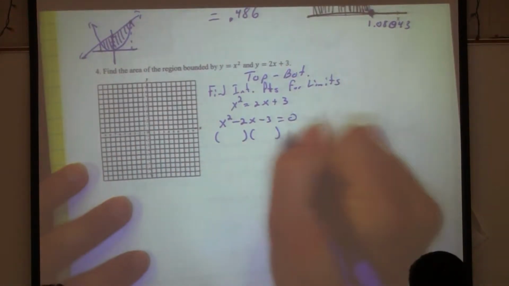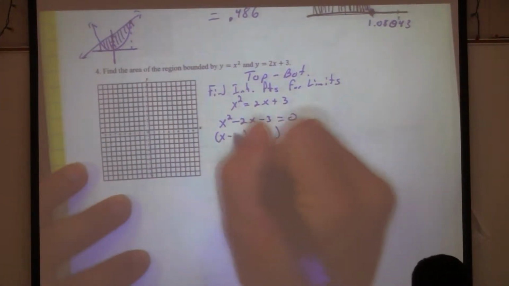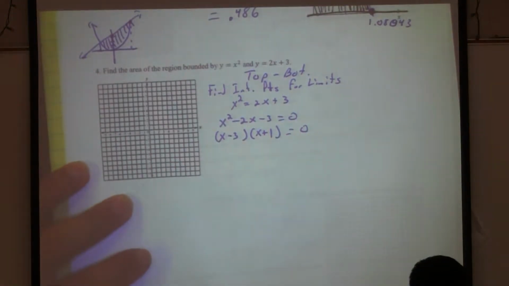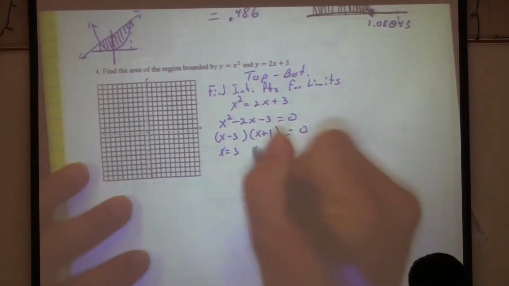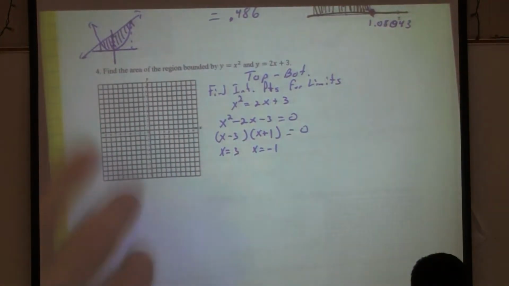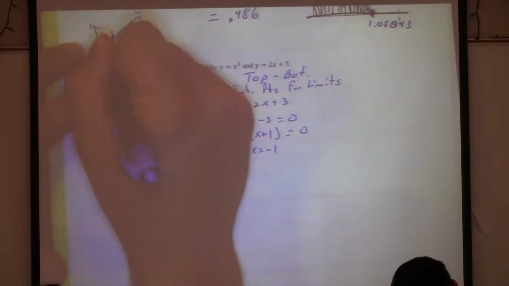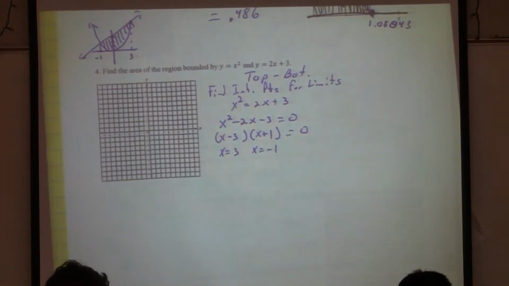Yeah. Nah, it's factorable. So we get x minus 3, x plus 1. So we get x equals 3 and x equals negative 1. So this is probably negative 1 over here, and this is probably what? 3. Good?